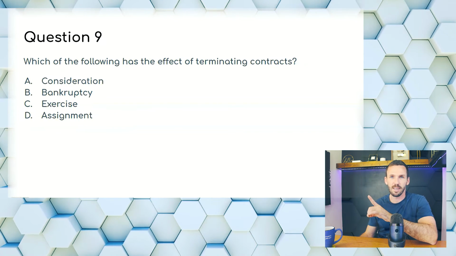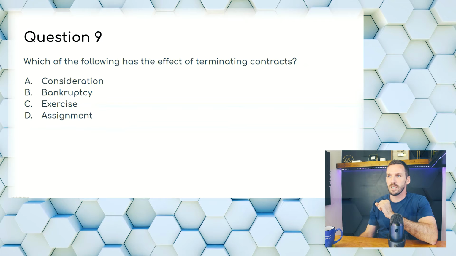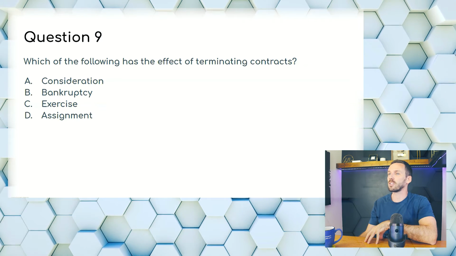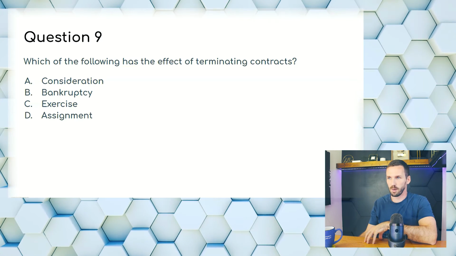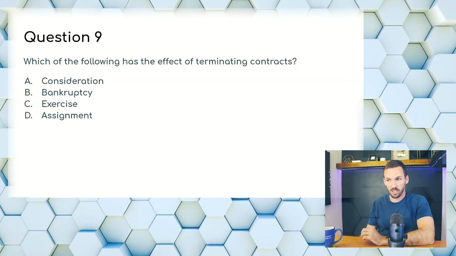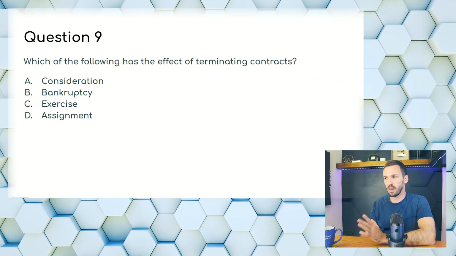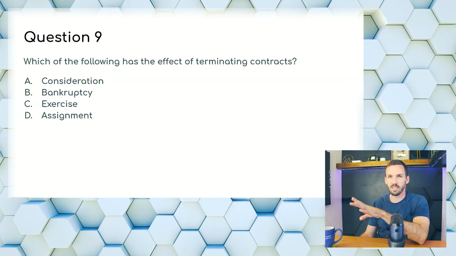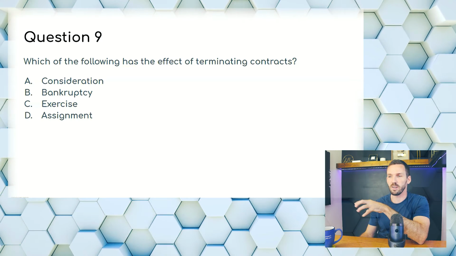Answer is C. Question 9. Which of the following has the effect of terminating contracts? Consideration, bankruptcy, exercise, or assignment. So consideration is used when a contract is formed, not terminated. These are things of value. Consideration are things of value.